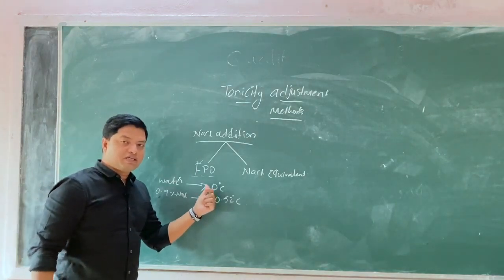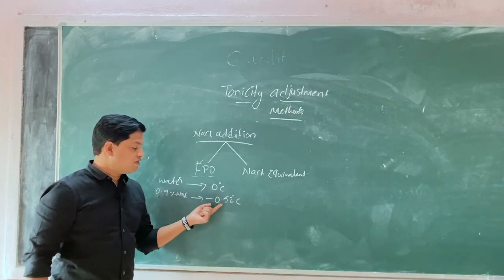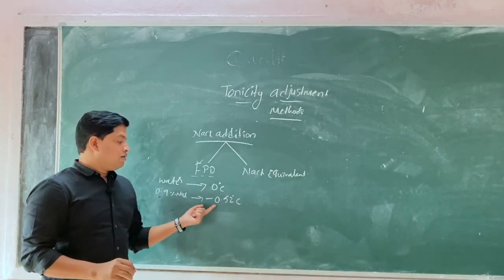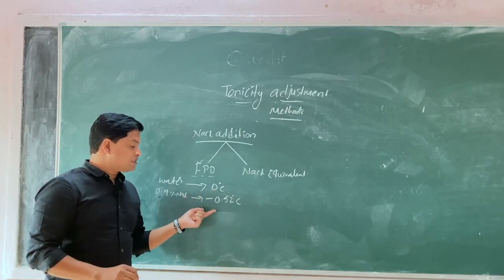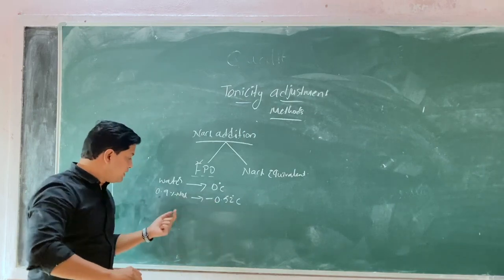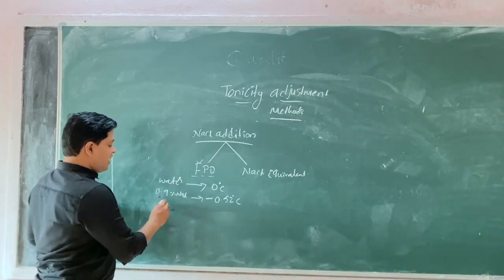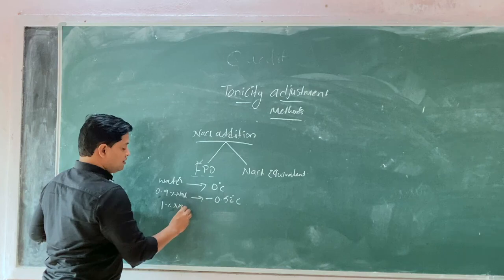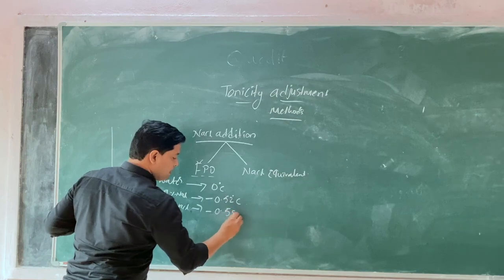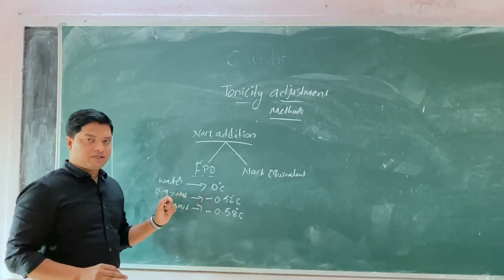Now see the difference. Plain water is going to freeze at 0 degrees centigrade and your 0.9% NaCl solution is going to freeze at minus 0.52 degrees centigrade. Means from 0 to minus 0.52 is the depression of the freeze point of your plain water due to the addition of 0.9 grams of NaCl in 100 ml of water. Next, if I add 1% of NaCl, again the freeze point will decrease, that is minus 0.58 degrees centigrade. So this is the concept behind the freeze point depression.